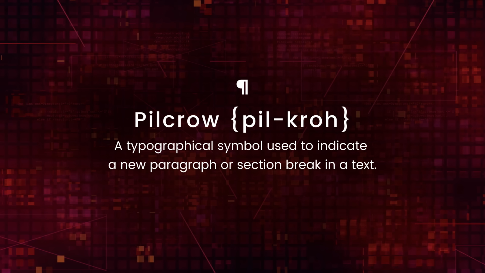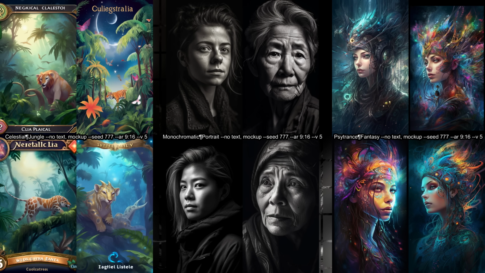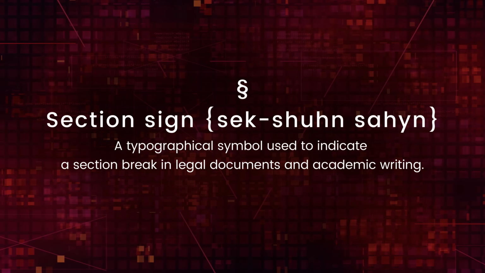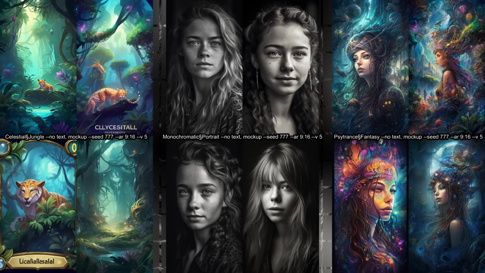Pilcrow. A typographical symbol used to indicate a new paragraph or section break in a text. And it doesn't really change the images in a significant way. Section sign. A typographical symbol used to indicate a section break in legal documents and academic writing. It is becoming typically different, although it is curious how this is the only symbol so far that has made the hair on the women more curly or wavy.